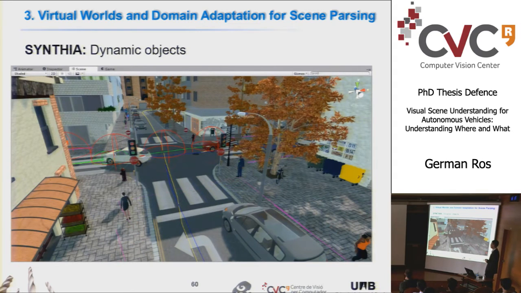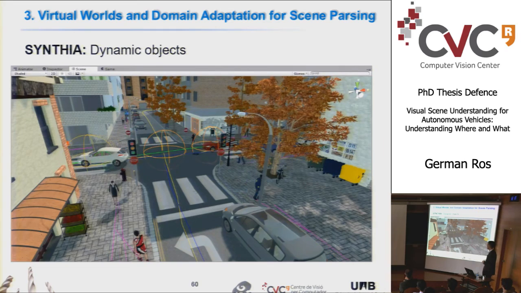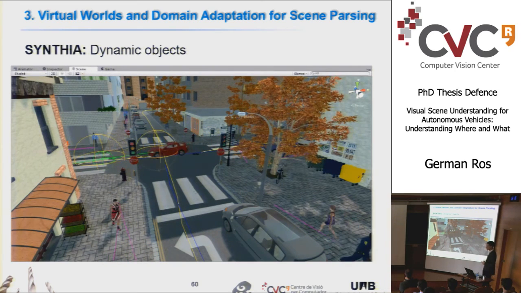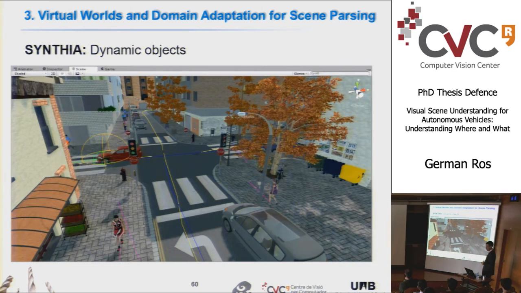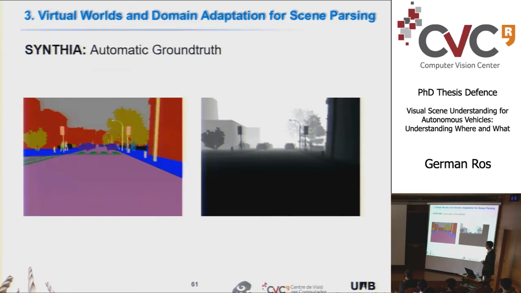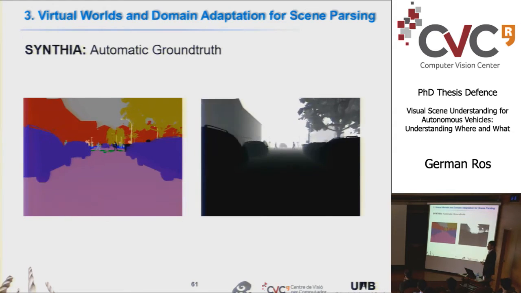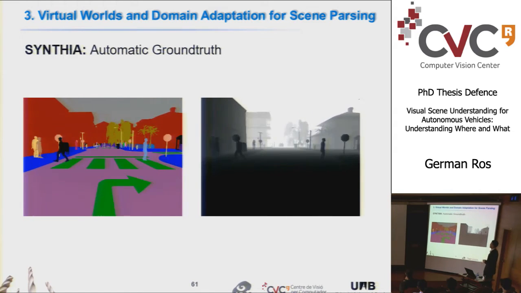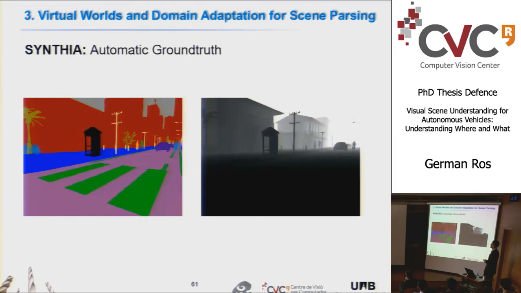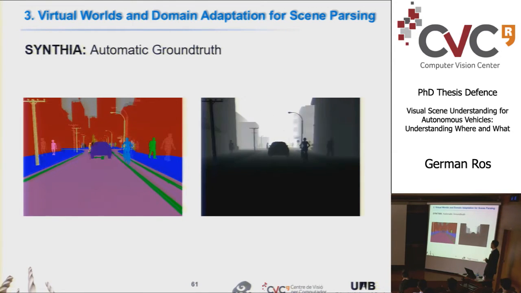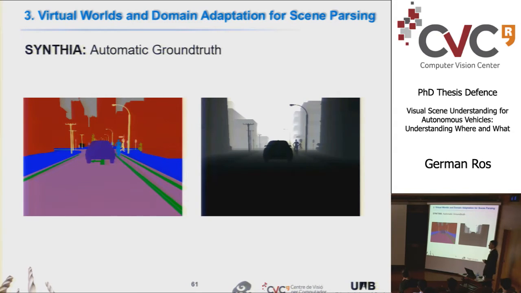You can see here a sample of our dynamic objects, so how the pedestrians are moving in a realistic way, and the cars, and so on. And the ground, which is one of the most important pieces. So here you can see the different distances, perfectly segmented in an automatic way, the depth estimation of the scene, given by the Z buffer.